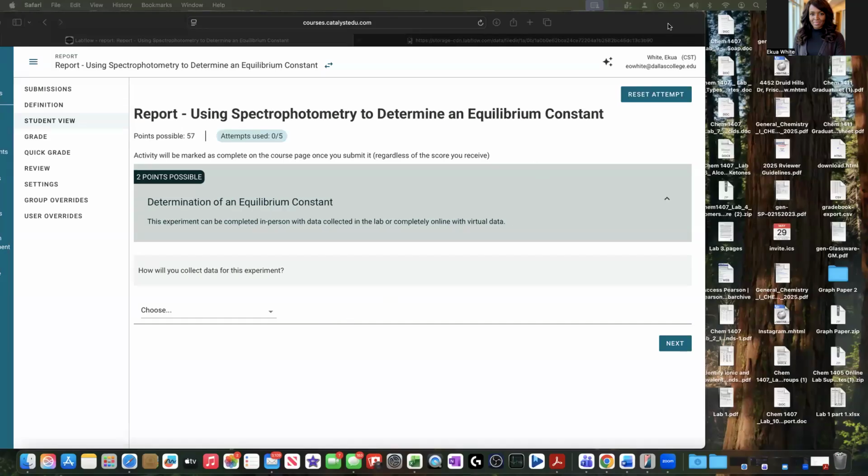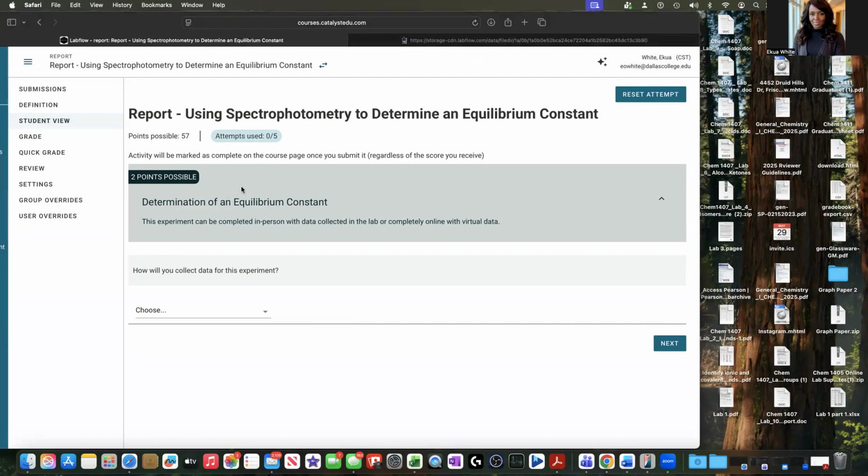Okay, so I am going to start here with this lab, is it five? Yes, using spectrophotometry to determine the equilibrium constant. So hopefully you're starting this lab after you've done your lecture part, okay? This lab is a challenging one.